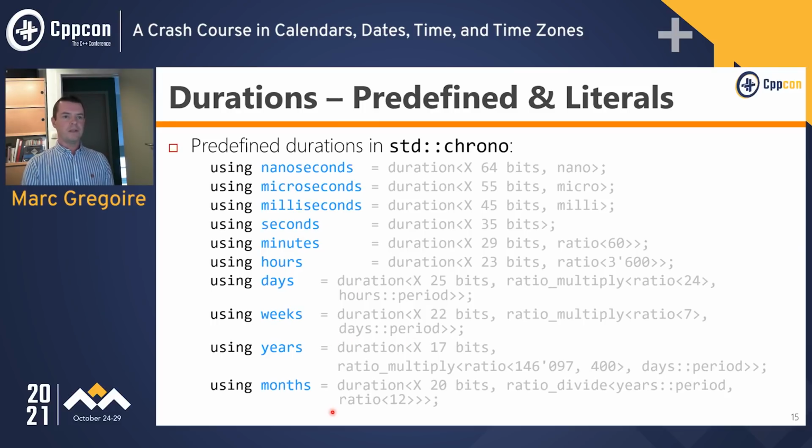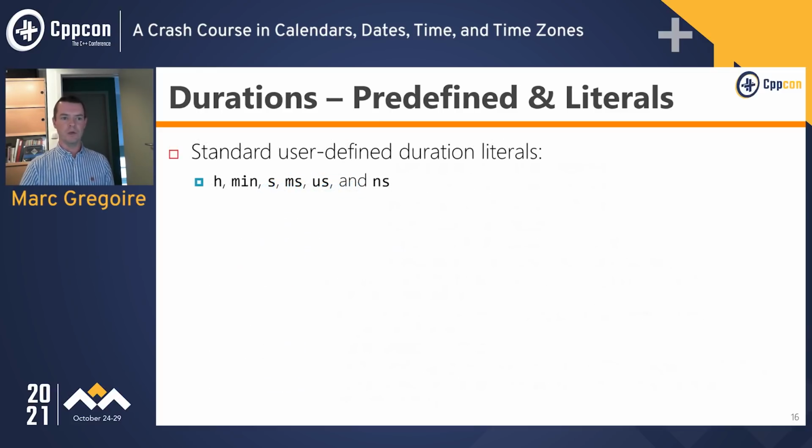The standard defines a couple of predefined durations. So we have things like nanoseconds, microseconds, and so on. And since C++20, we also have days, weeks, years, and months. And I will show an example on one of the next slides of how to use these.